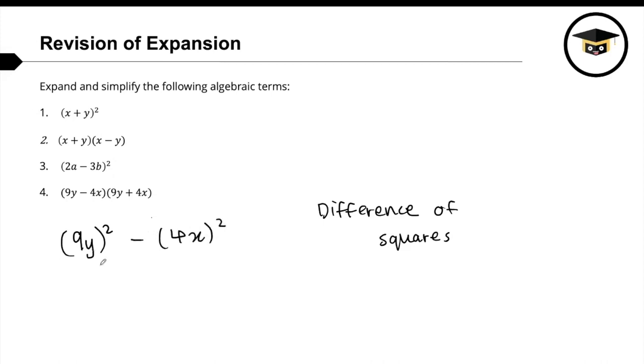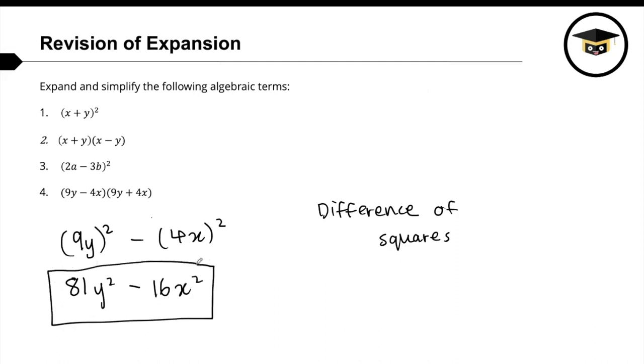So 9y all squared, remember we just square both bits, so square the 9 we get 81, square the y we get y squared, and then minus square the 4 we get 16, square the x we get x squared. And so this is going to be our answer for question 4. And it's so much better to just use difference of squares straight away rather than expanding out every single combination, which is going to be 4 terms, and then we have to simplify. So hopefully that makes sense.